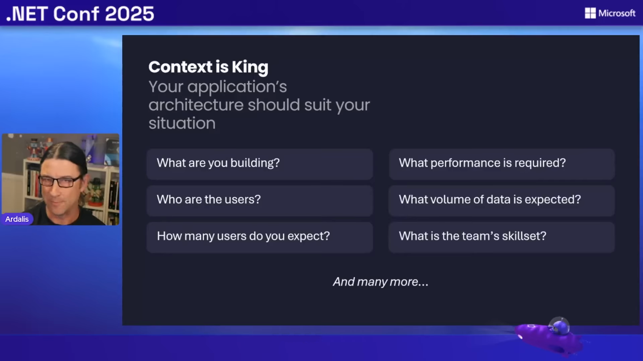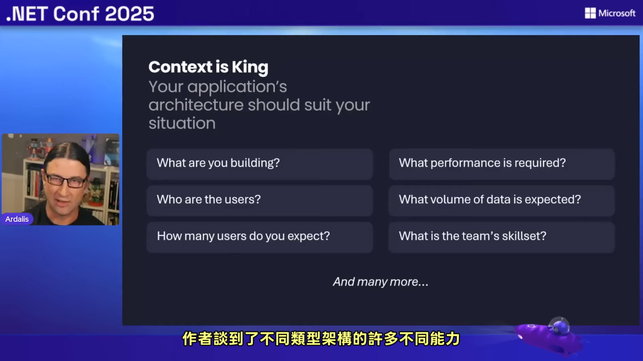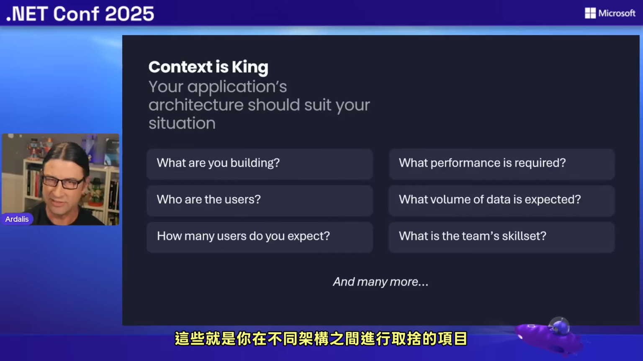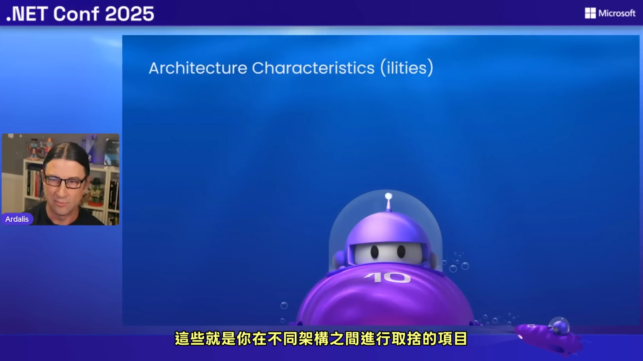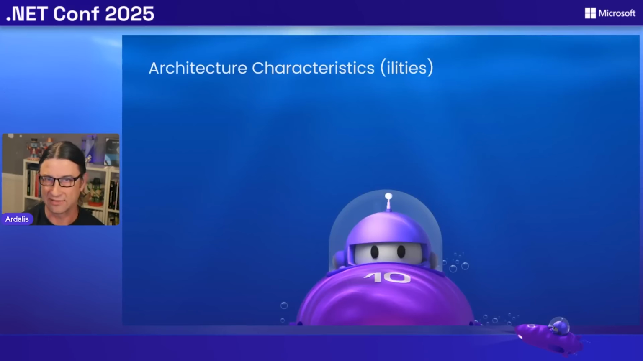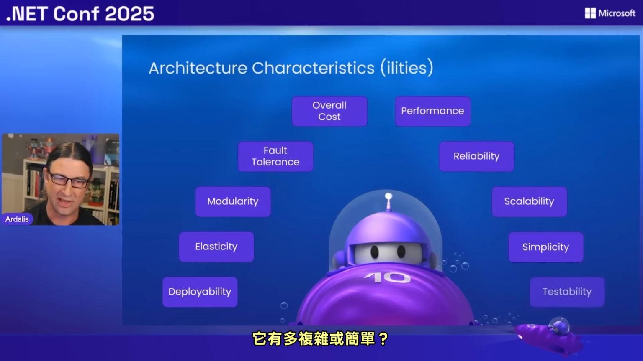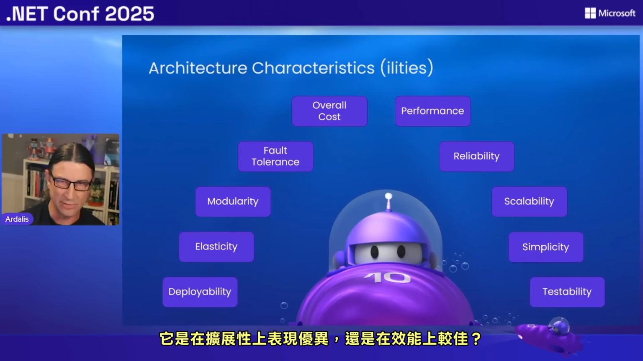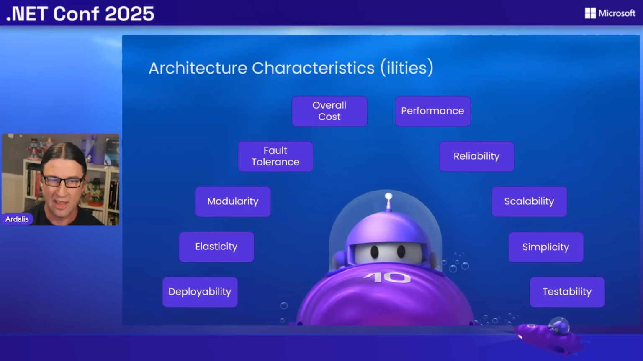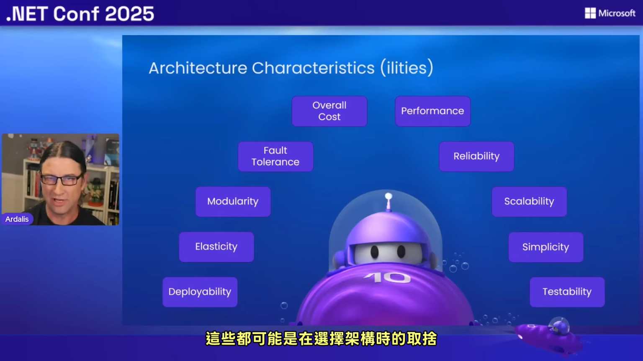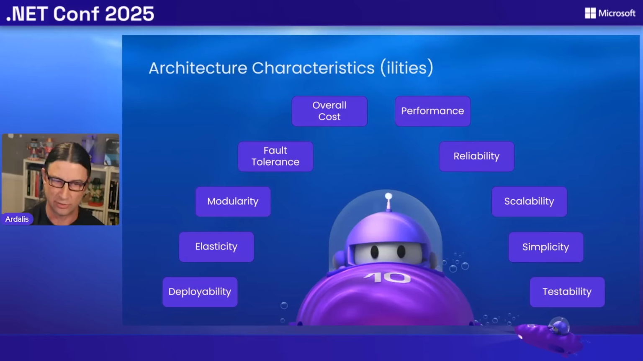And many, many more. Now, in that book, the authors talk about a lot of different capabilities of different types of architectures. And so these are the things that you kind of trade between one architecture and the next. So these are things like how modular is it? What's the overall cost to build it? How complex or simple is it? Is it particularly testable? Is it great at scalability, or is it good for performance? And all of these things can be trade-offs when you're choosing an architecture.